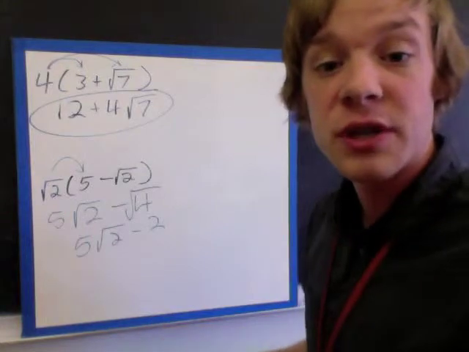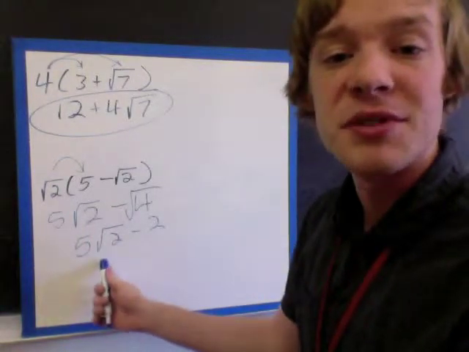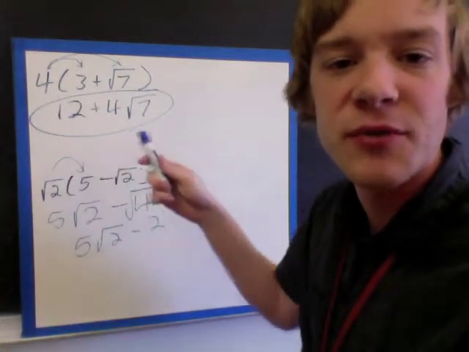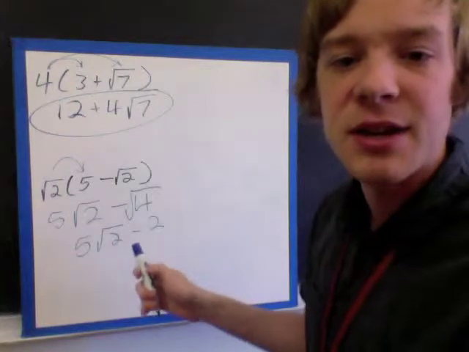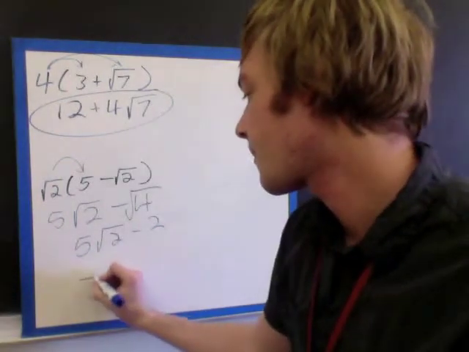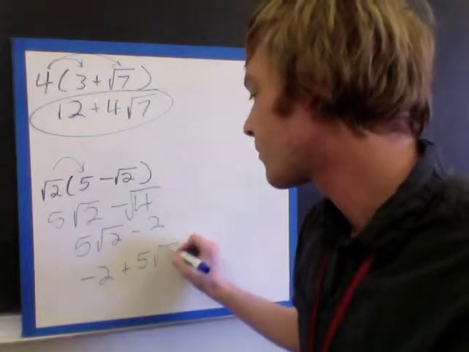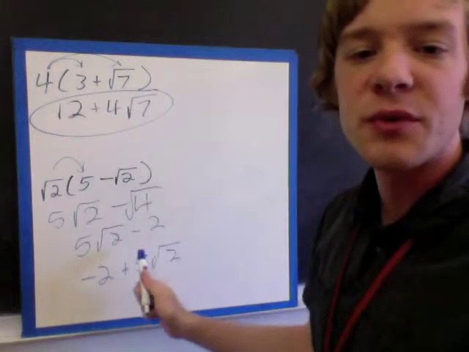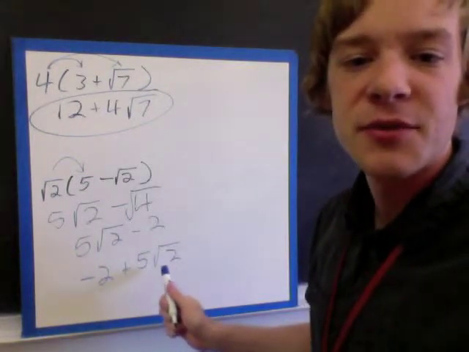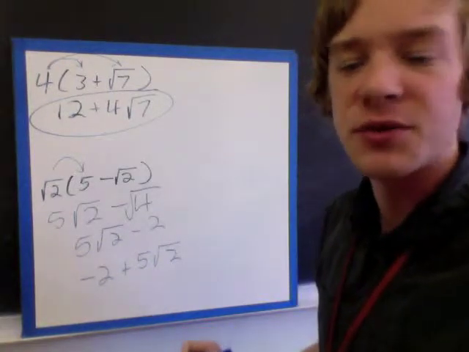Now generally we want to write our whole number first and our radical second in any binomial that we have. So for instance up here we had the 12 first and then our radical second. So I need to take this negative 2 and put it on the front. The negative went with the 2 because we know the 2 is negative, and this is positive 5 root 2, so we get negative 2 plus 5 root 2 for our answer there.